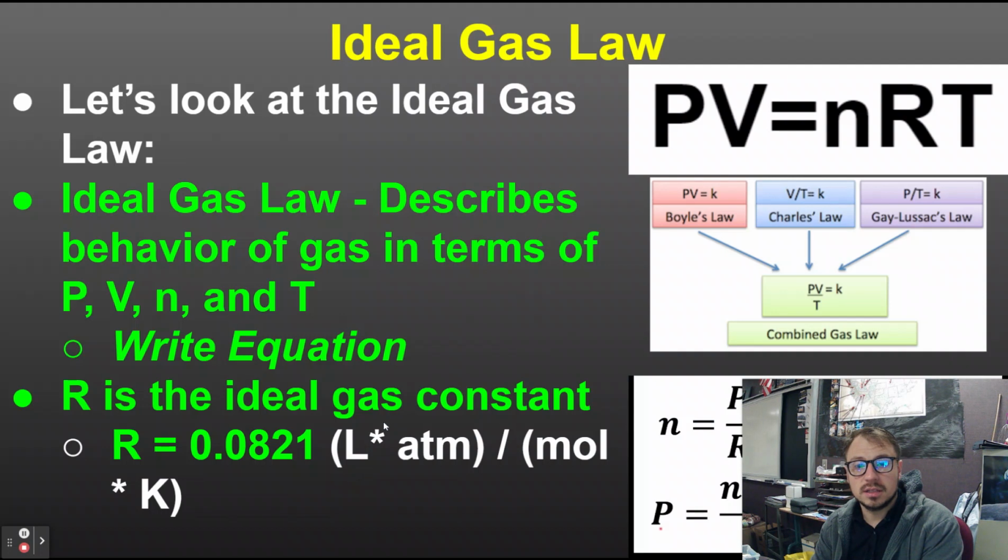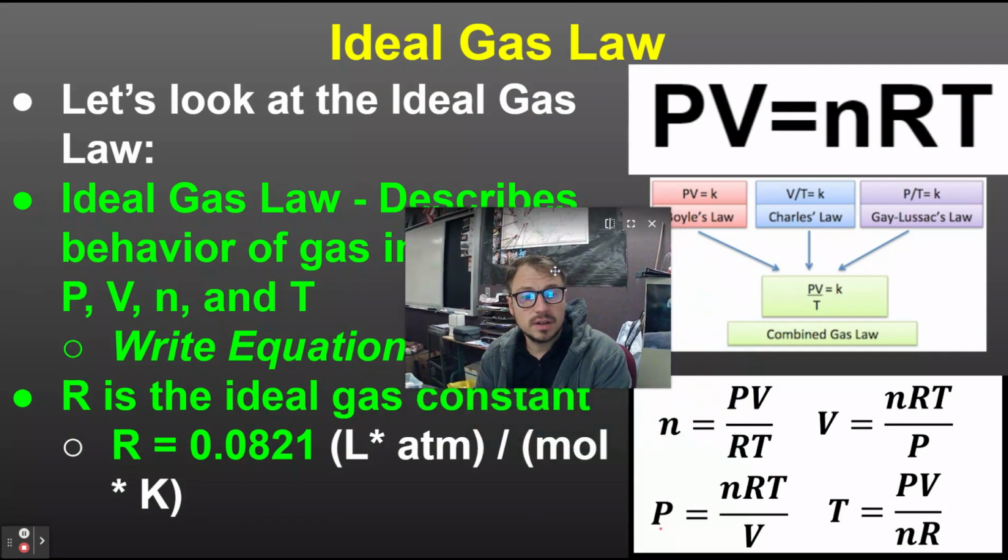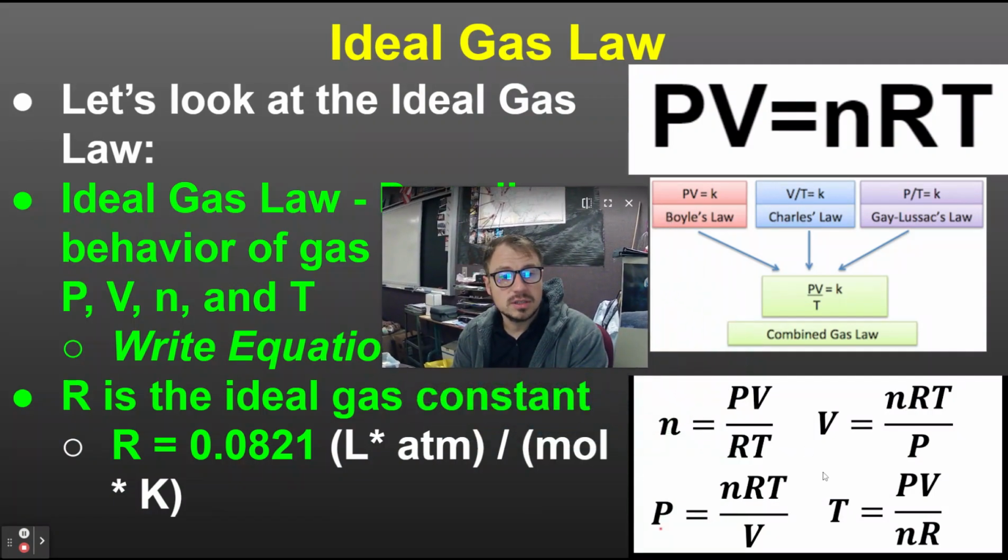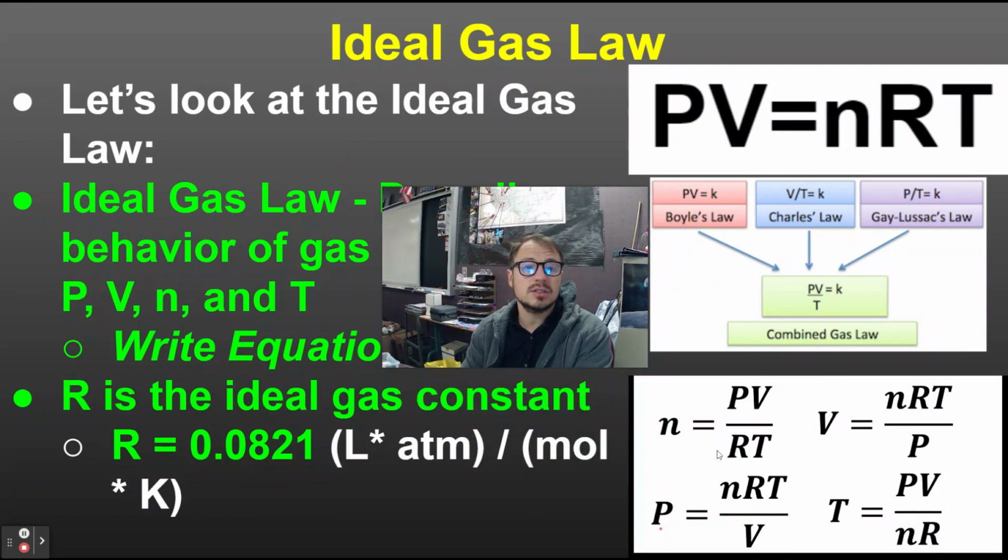0.0821 liter atmospheres per mole Kelvin. Now, the reason why that unit looks kind of weird is because when you multiply all this out, we need to make sure, number one, the math works out, and number two, all the units cancel out except the one that we're looking for. So if you look over here, there are also all these equations. This is just the ideal gas law rearranged to solve for the unknown: number of moles, volume, pressure, and temperature.